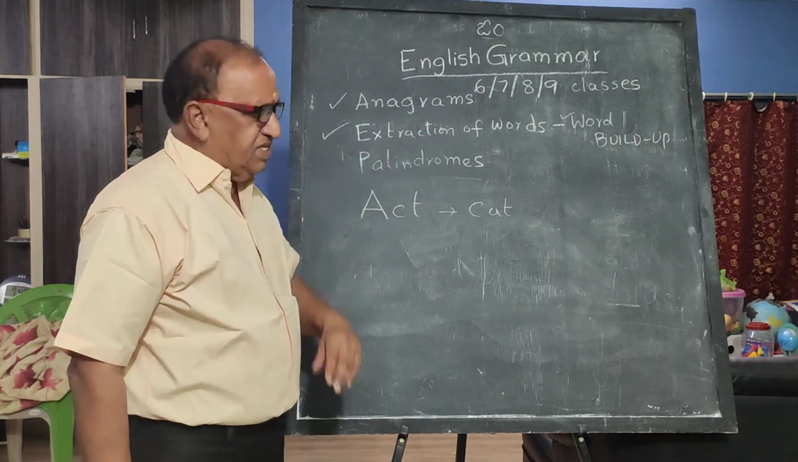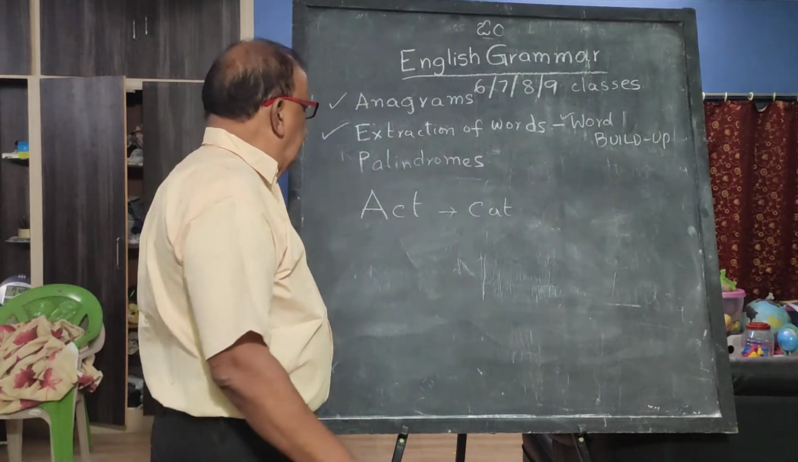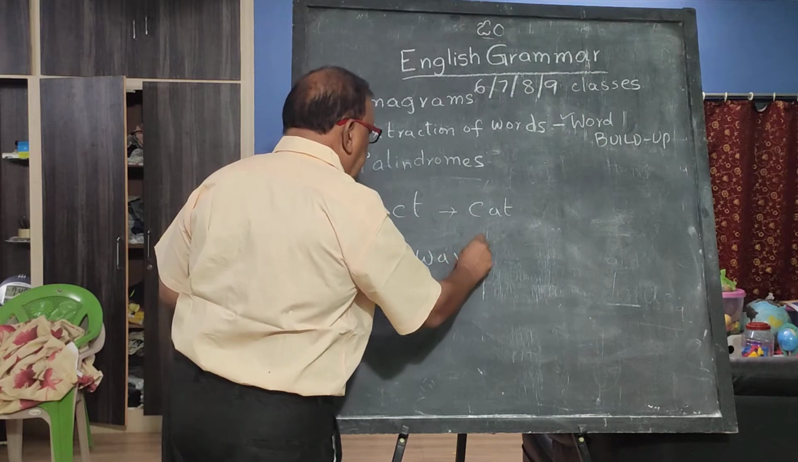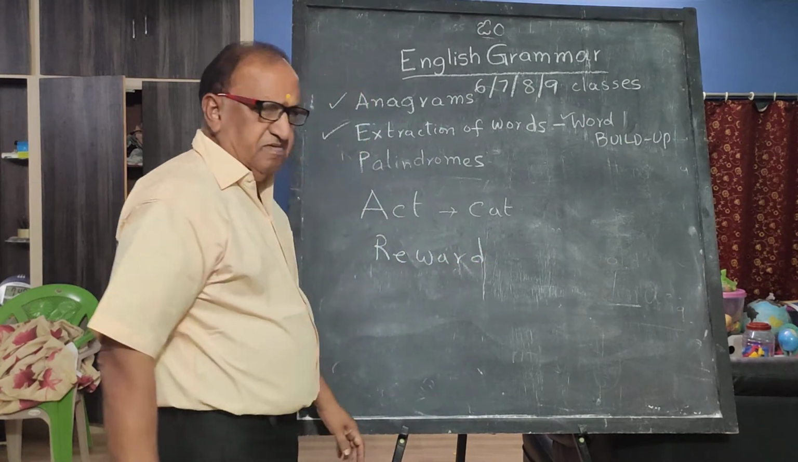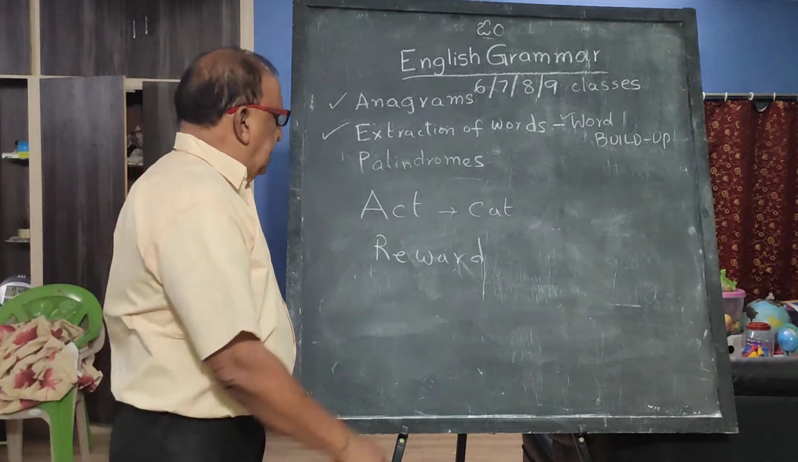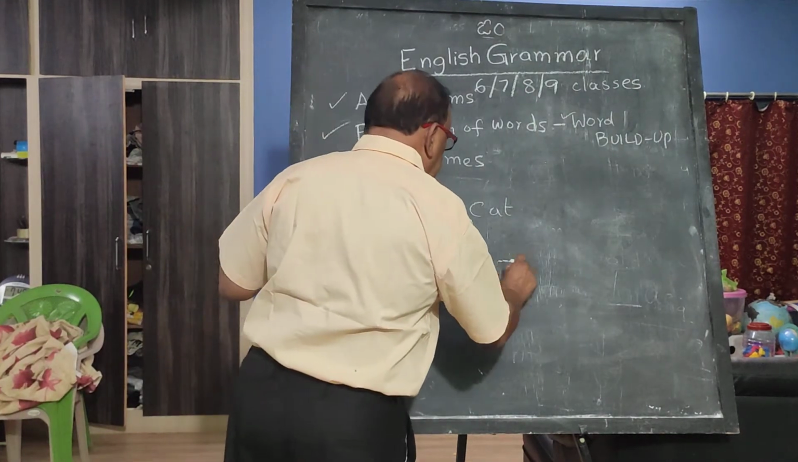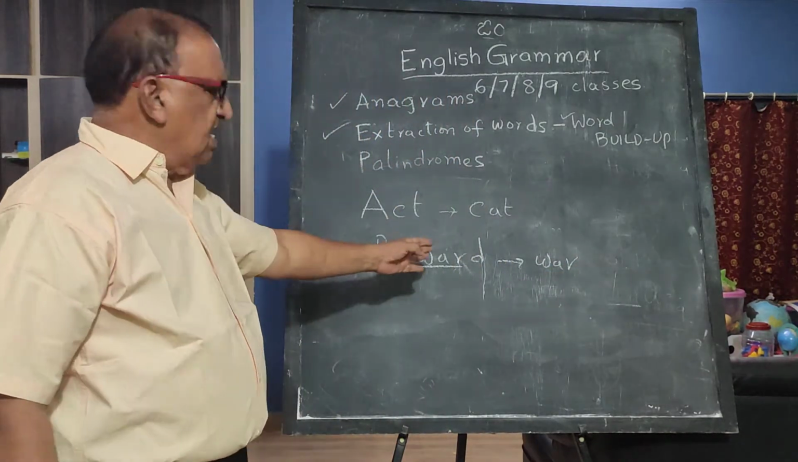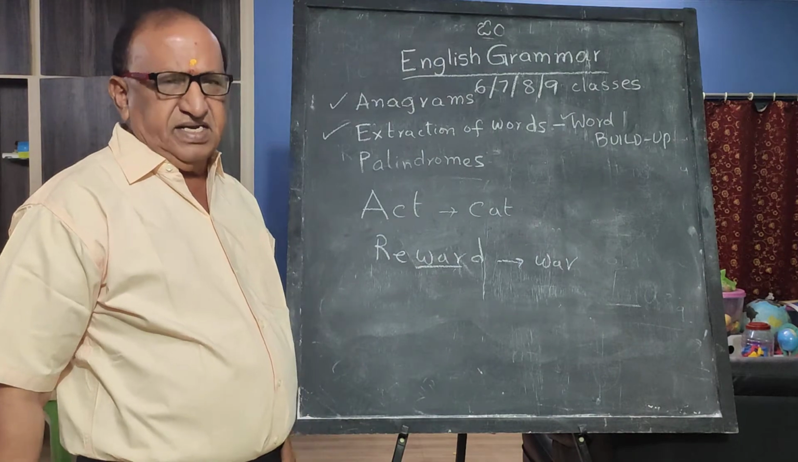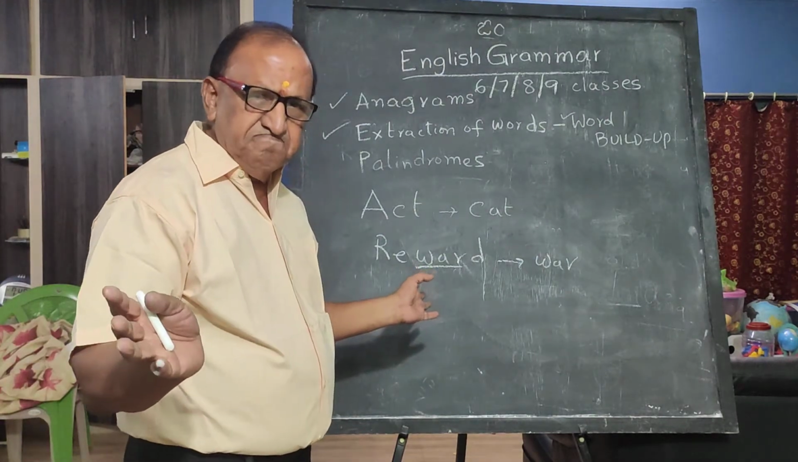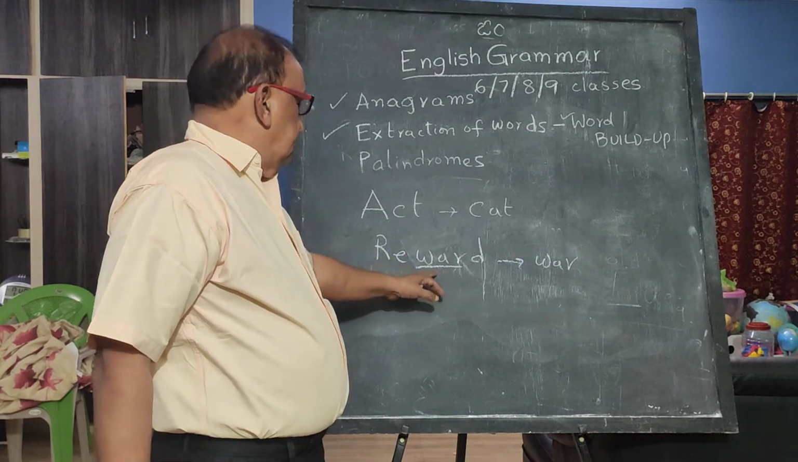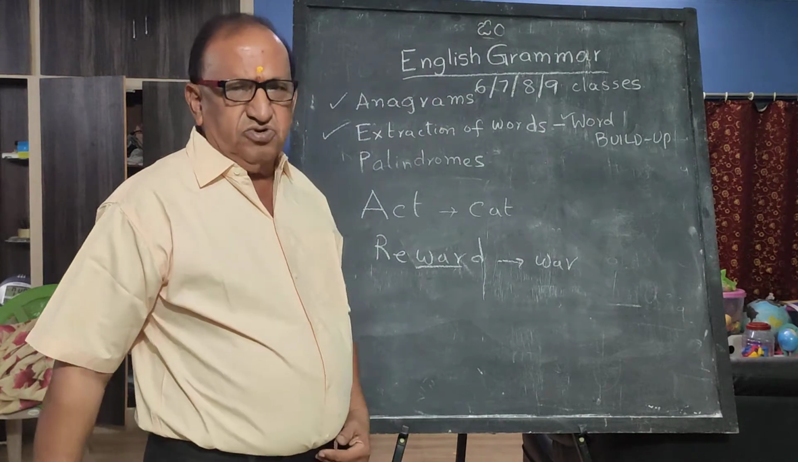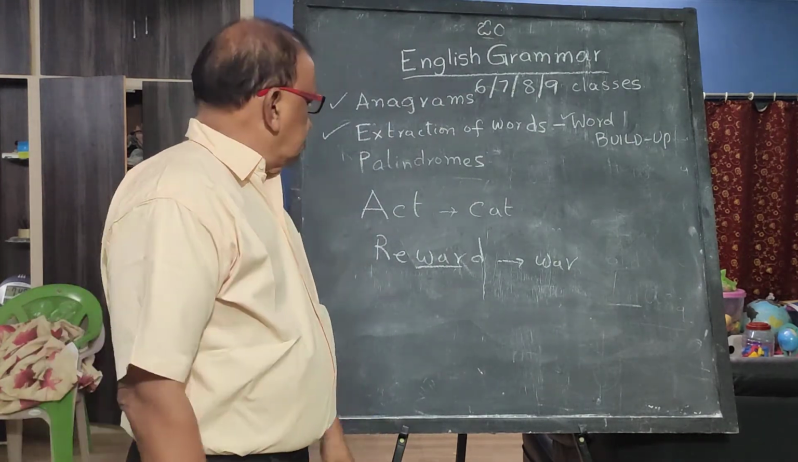Whereas in the case of the extraction of words, suppose I have, for example, reward, R-E-W-A-R-D. Reward. From this, you can create a new word, war. You see that I did not change the sequence of the letters. I did not bring in new letters. You understand me? So that's what this extraction of words means. You have some exercises, particularly 6th class students, in your textbook.